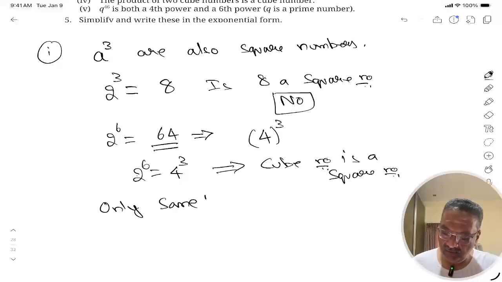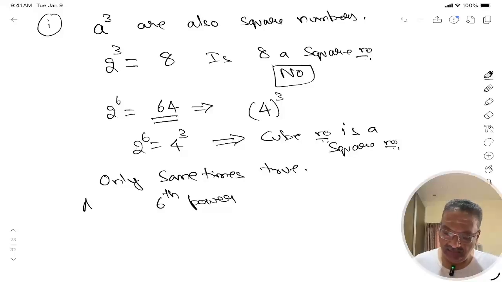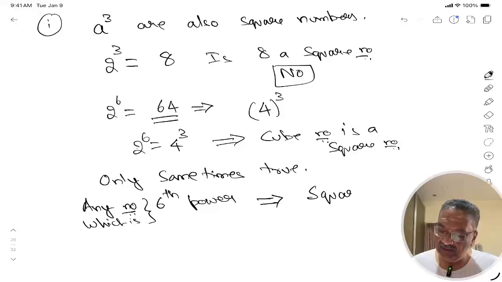When is it true? If you have any number which is to the sixth power, any number which is a sixth power will be a square as well as a cube number. So it is only sometimes true.